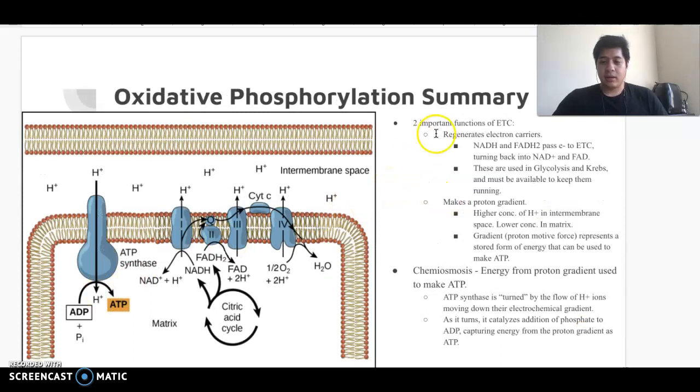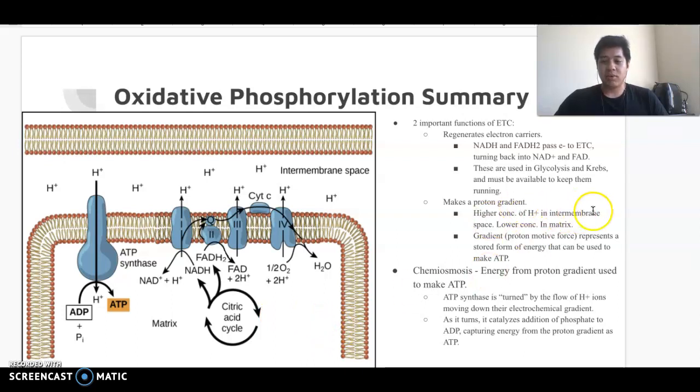So again, there are 2 important functions of the electron transport chain. 1 is to regenerate electron carriers, and 2 is to make a proton gradient. So why are these important? In terms of regenerating electron carriers, you can see here again, NADH and FADH2 pass their electrons to the electron transport chain, and they turn back into NAD+ and FAD. And if you recall from earlier slides, these NAD+ and FAD are used in glycolysis and the Krebs cycle, and must be available to keep them running.